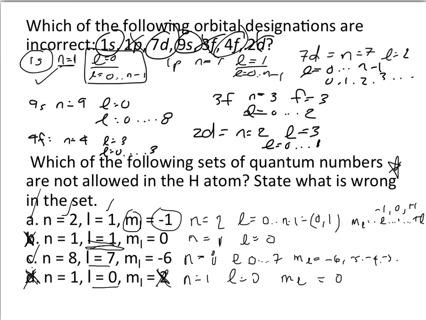So basically, they're all interrelated. Each one is dictated by the other. So I want you guys to make sure that you're paying attention to how they build upon each other. The n value dictates the L value. The L value dictates the m sub L value. And then you only have 2 options for your m sub S value.